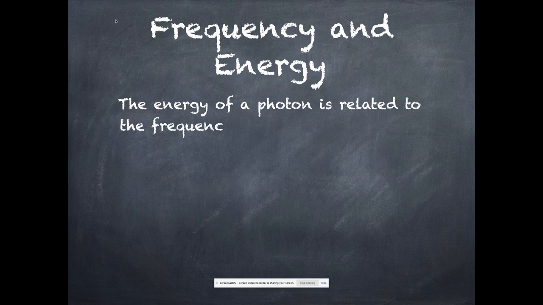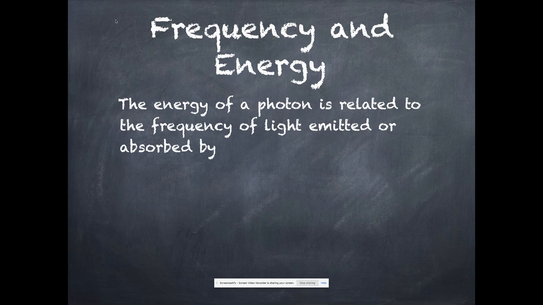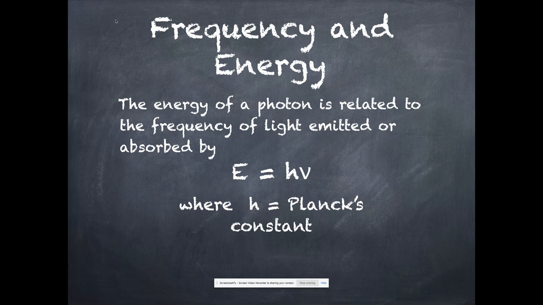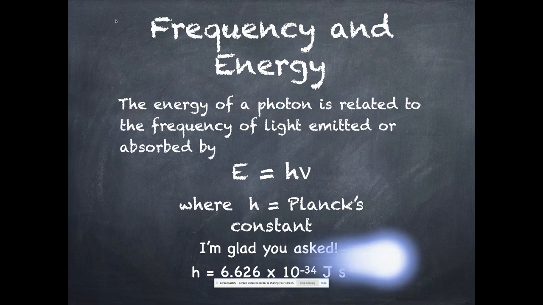So frequency and energy. The energy of a photon is related to the frequency of light emitted or absorbed by this equation. E equals h nu. H is Planck's constant, which is 6.626 times 10 to the negative 34th joules times seconds.